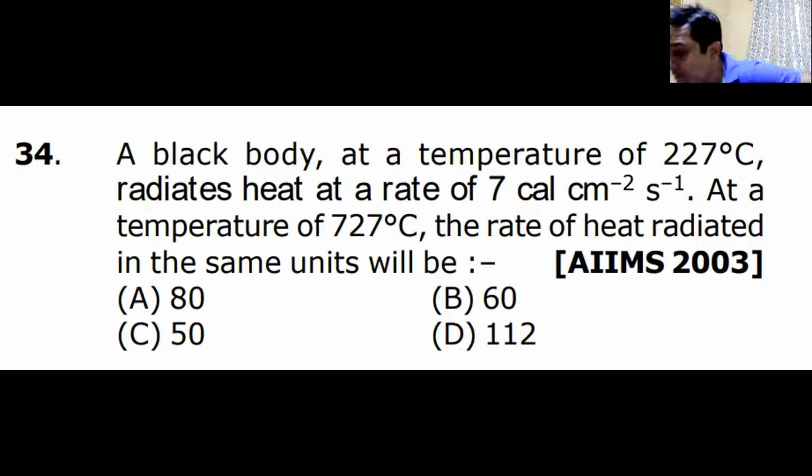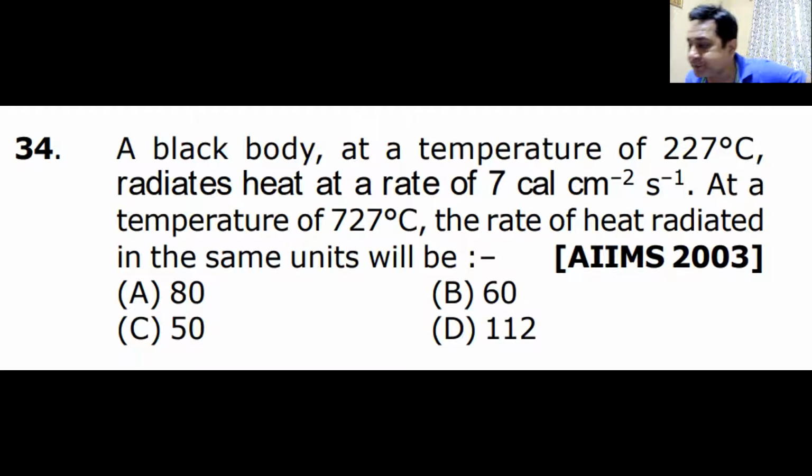A black body at a temperature of 227 degrees Celsius radiates heat at the rate of 7 calories per centimeter square per second. At a temperature of 727 degrees Celsius, what would be the rate of cooling in the same units? Can I have your answers, please? Question number 34 from your sheet. Can I have the answers, please? I'll wait for a minute.